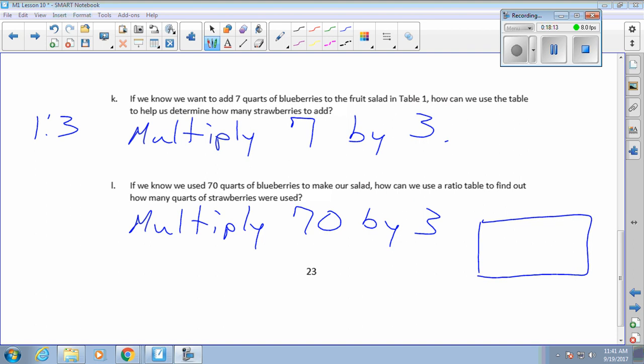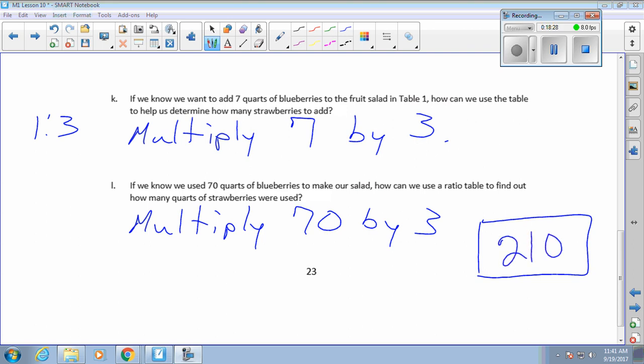Now, how many quarts of strawberries would we have if we had to multiply 70 by 3? Let's see if you guys can just say this all together as a group on the count of 3. Ready? 1, 2, 3. 210. Very good. All right.